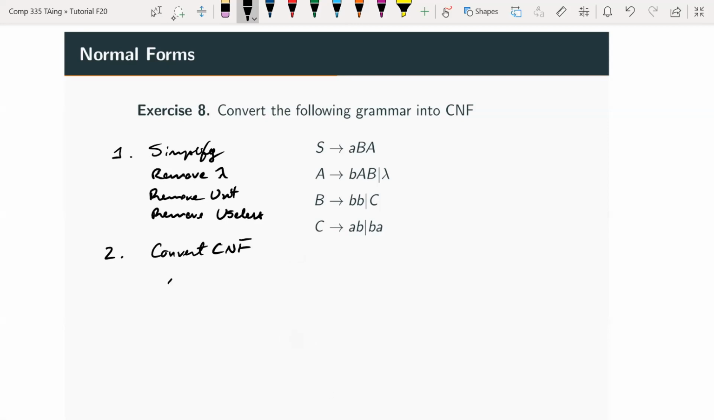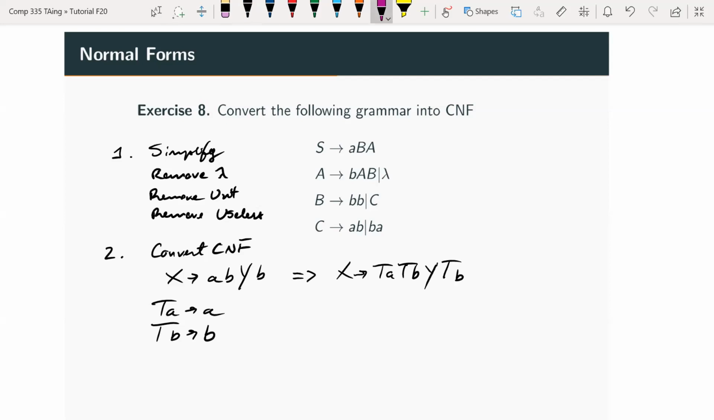If you have something like X gives you A, B, Y, B, then you have TA gives you A, TB gives you B. So you create two auxiliary variables. Then this becomes X gives you TA, TB, Y, TB. Then you use the trick: my first variable V1 is TB, Y, TB. My second variable V2 is Y, TB. Then I can replace this with V2, and I can replace this with V1, and that gives you a Chomsky normal form.